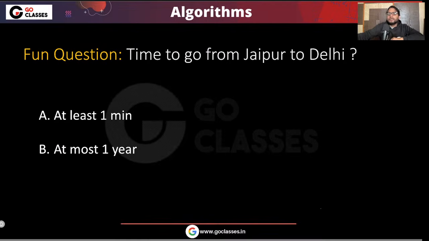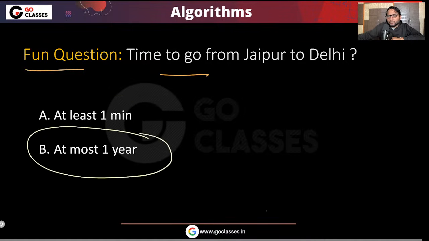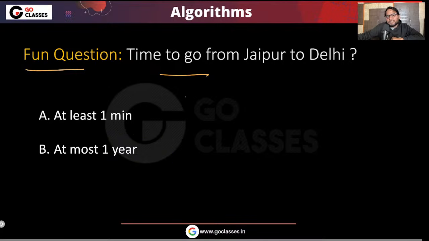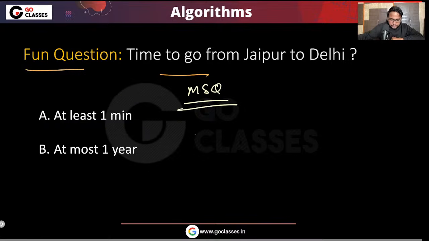Before that, let's just have a fun question. Can you tell me what is the time to go from Jaipur to Delhi? Which option is correct? At least 1 minute you will take or not, until and unless you can hack the time. So obviously you will take at least 1 minute or at most 1 year. Which one is true here? This is just a fun question. At least 1 minute, at most 1 year, or both are true? Let's suppose this is an MSQ.